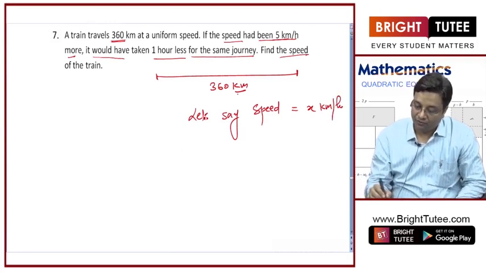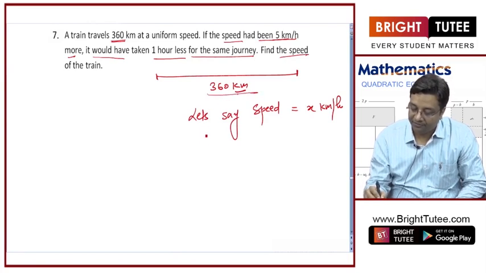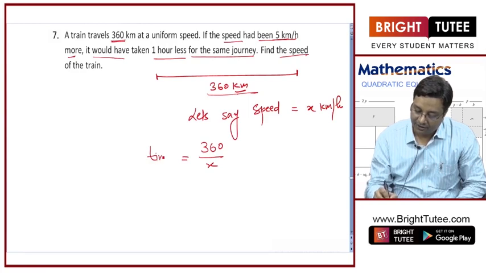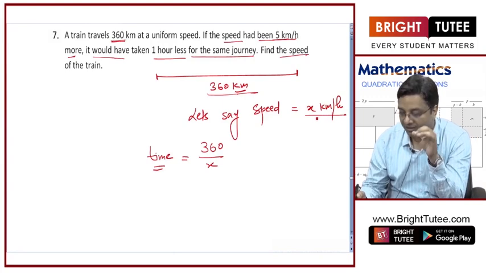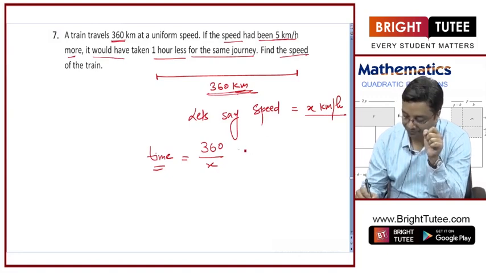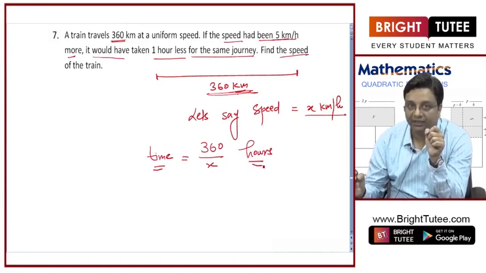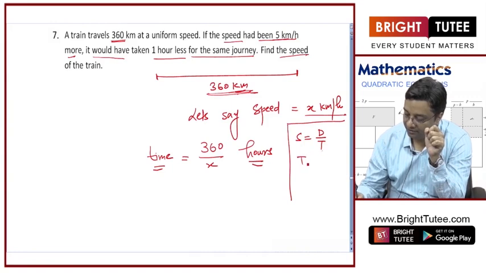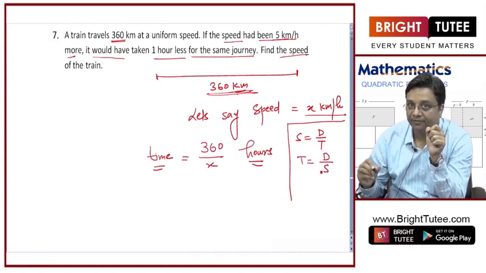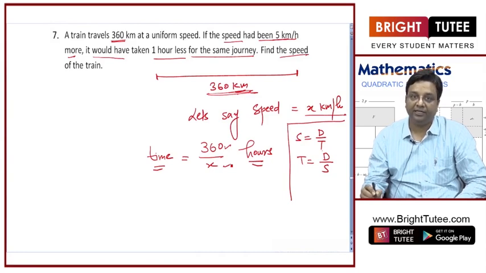Okay. So what would be the time taken originally? 360 by x, right. If a train goes with a speed of x kilometer per hour, it will travel the distance of 360 kilometers in 360 by x hours, right, because speed is nothing but distance upon time. What will be the time then? It will be distance upon speed, right? So this is the distance, this is speed.